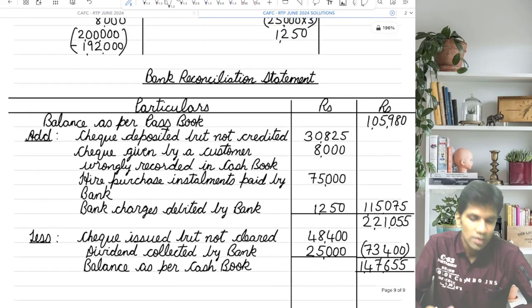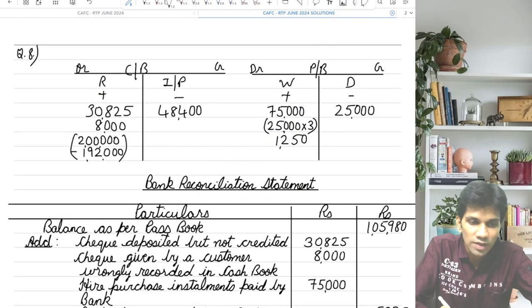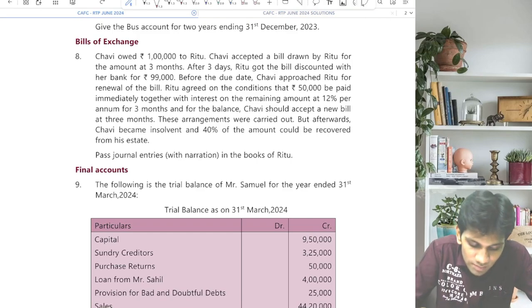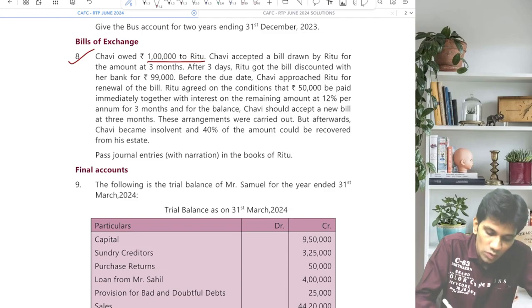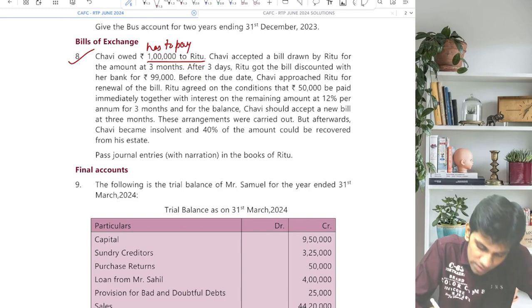We have done this. So BRS has been solved in front of you guys. Let's go for the next topic. Let's continue guys with the next sum, that is bills of exchange. Chavi owed 1 lakh to Ritu. Owed means has to pay. Means Chavi has to pay to Ritu 1 lakh rupees.